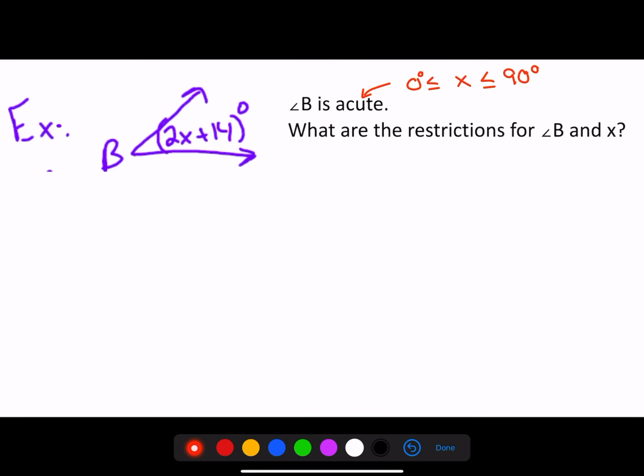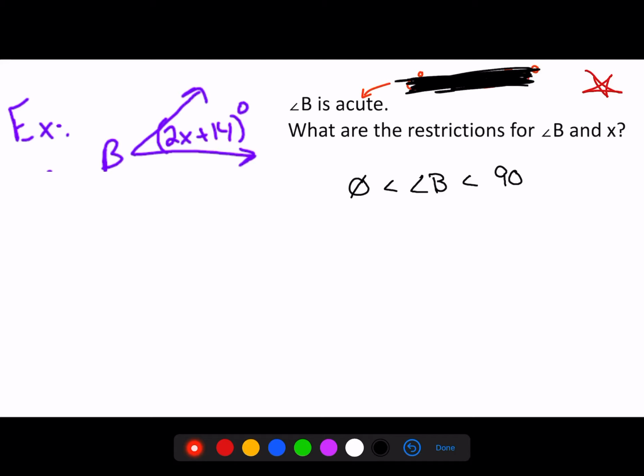Next up, I have this angle here, angle B. And I know angle B is acute. I'm just erasing that to make sure that there's no confusion on this one. Now, they want to know the restrictions for angle B and the restrictions for x. So I know angle B is an acute angle, so angle B must be between 0 degrees and 90 degrees, because those are the restrictions for an acute angle. If it wasn't acute, then we'd have different restrictions, of course. So that answers the first question.